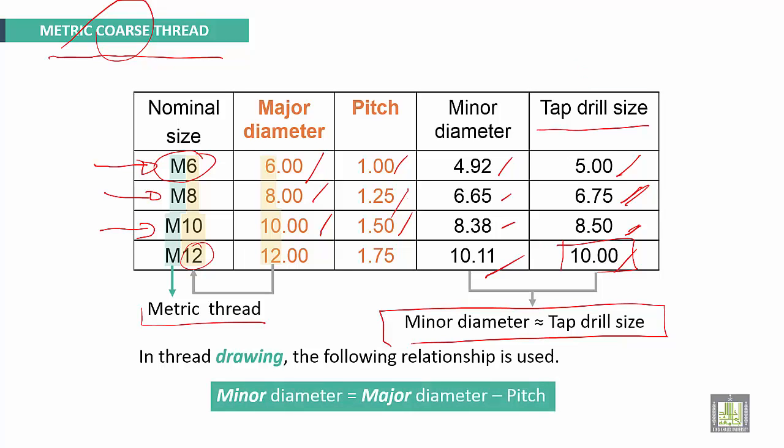In the 3D drawing, the following relationship is used. So minor diameter is equal to major diameter minus the pitch.